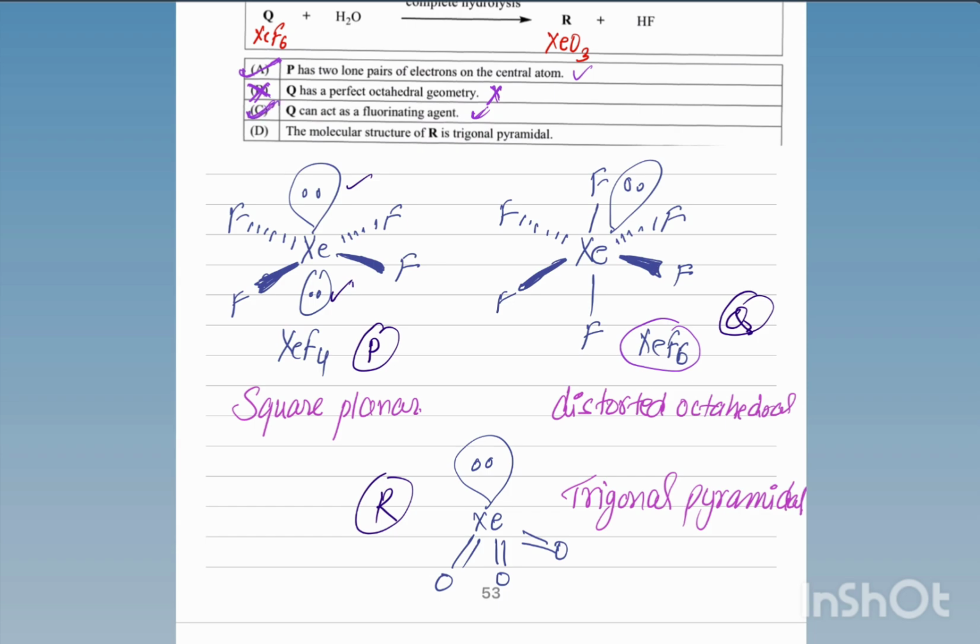The molecular structure of R is trigonal pyramidal. That is also correct. R has a molecular structure of trigonal pyramidal. That's why D option is also correct. So the answer should be A, C, and D.